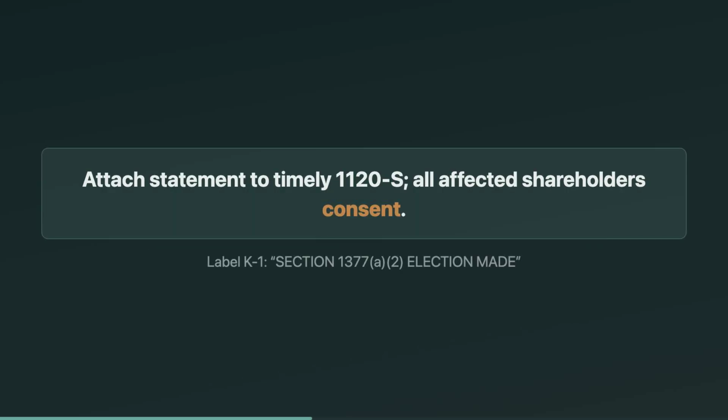To make the 1377(a)(2) election, the corporation attaches a statement to a timely filed original or amended Form 1120-S. The statement explains how the interest terminated, sale, gift, whatever, and it must say the corporation and all affected shareholders consented, including the departing shareholder. Exam tip: the K-1s get labeled. You literally write Section 1377(a)(2) election made at the top of each affected K-1.